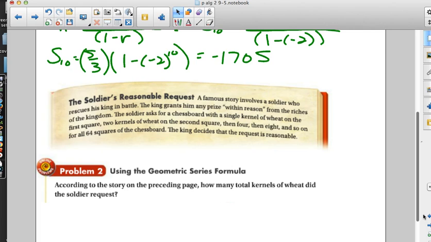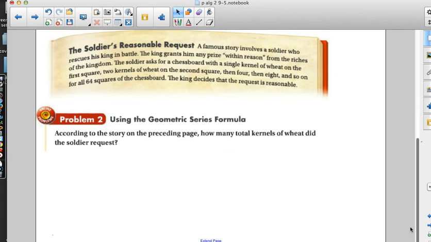The soldier asks for a chessboard with a single kernel of wheat on the first square, 2 kernels of wheat on the second square, 4, 8, and so on. Well, a chessboard has 64 squares on it. So the king thinks about this, and he's like, well, 1 kernel of wheat, and then 2, and then 4. This isn't going to amount to much. It's kind of a silly request. Sure, you can have it. Big mistake on the king's part. We're going to find out just how many kernels of wheat the soldier really got.